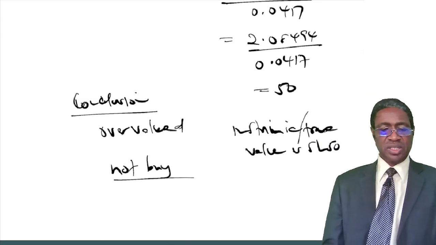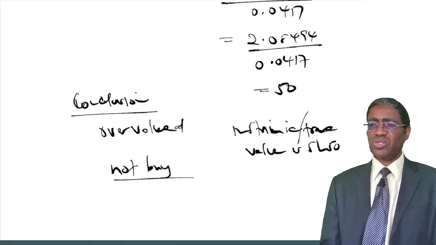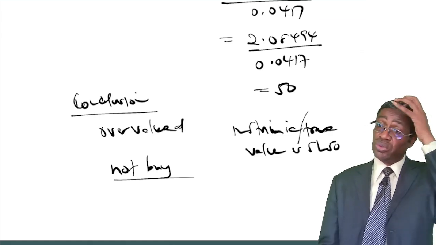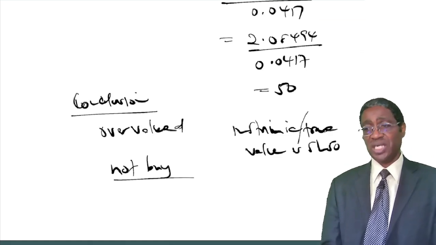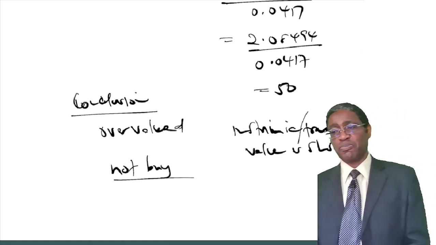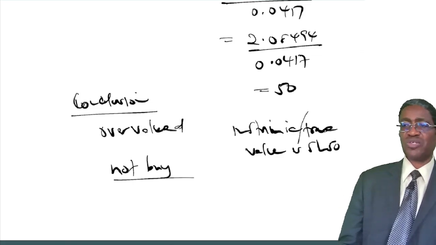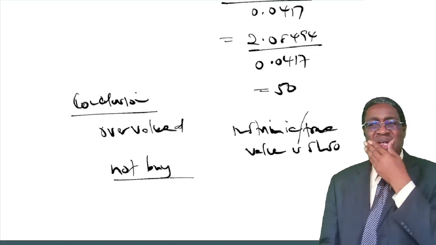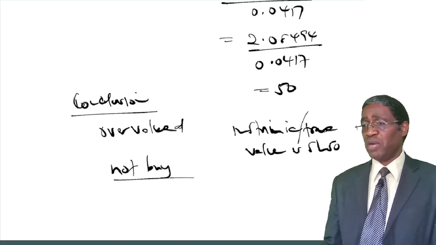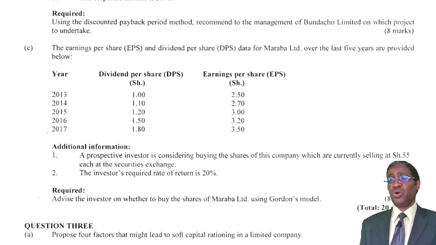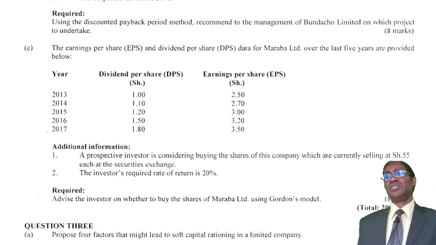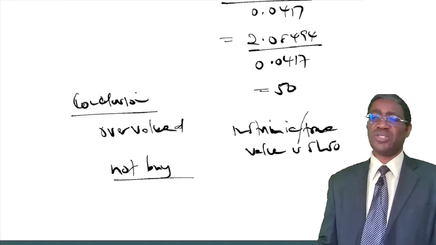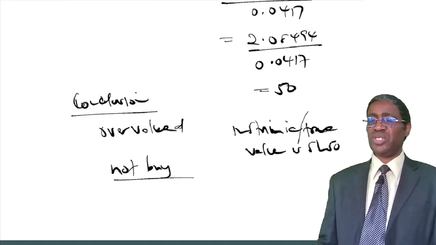Good. Let's do another one. That was question number 2 of 2018. We are through with that question. You can see it was a good question. You got how many marks? You got 8 marks for just advising the company, or the investor, not to buy. Good. Let me project another question now.